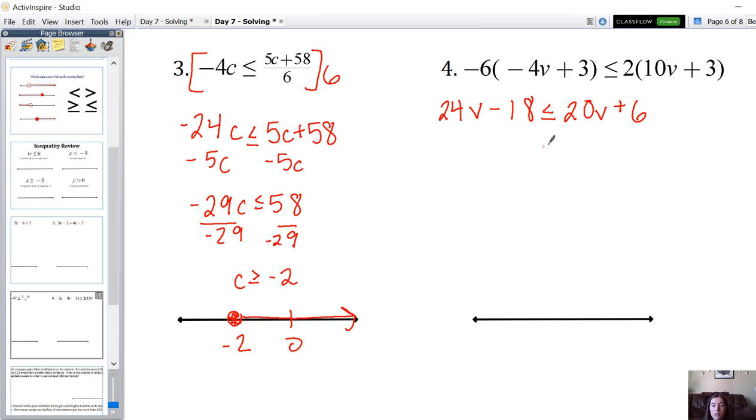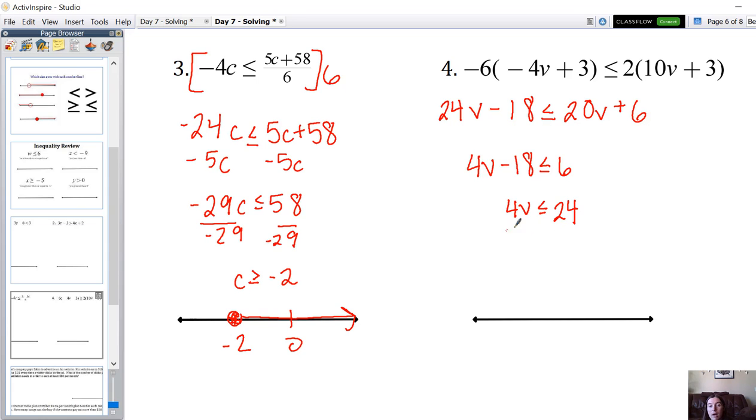Now we can start moving things around. I'm going to subtract 20v from both sides. So now on the left we have 4v minus 18 is less than or equal to 6. Then we can add 18. So now 4v is less than or equal to, and 6 plus 18 is 24.